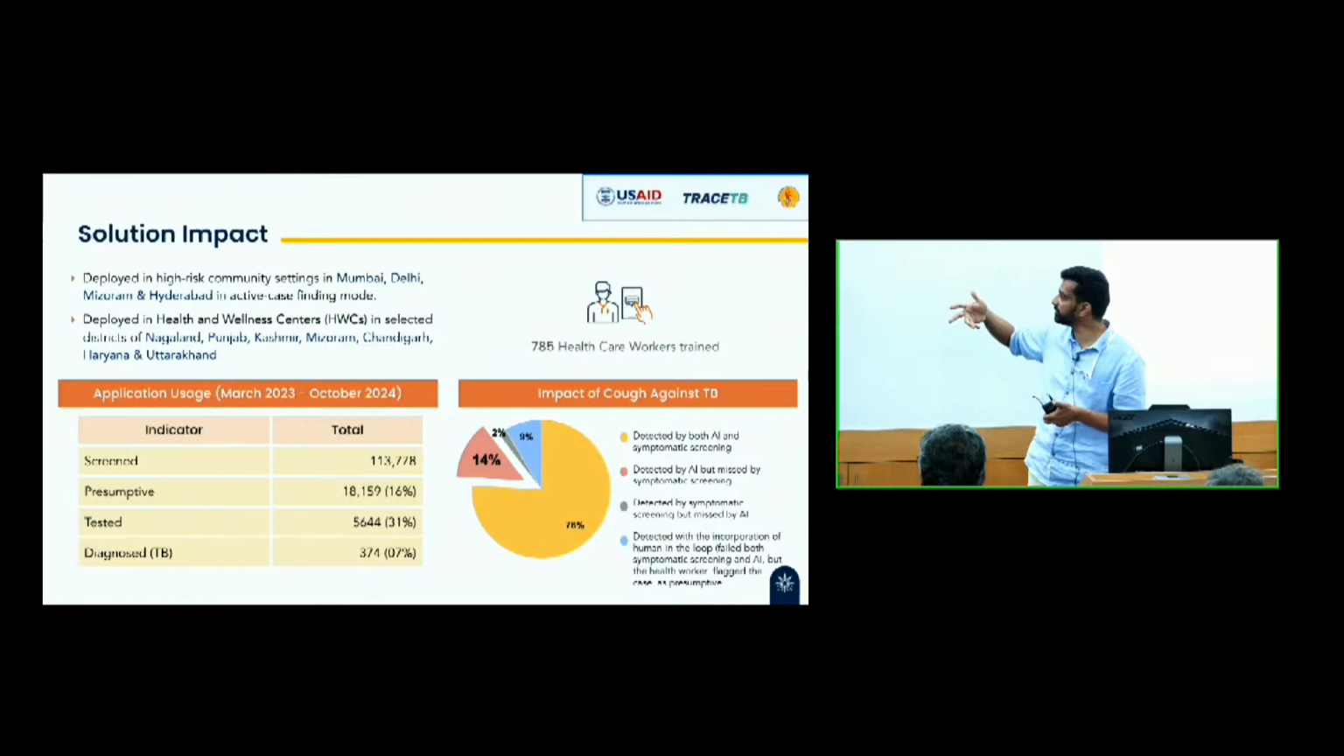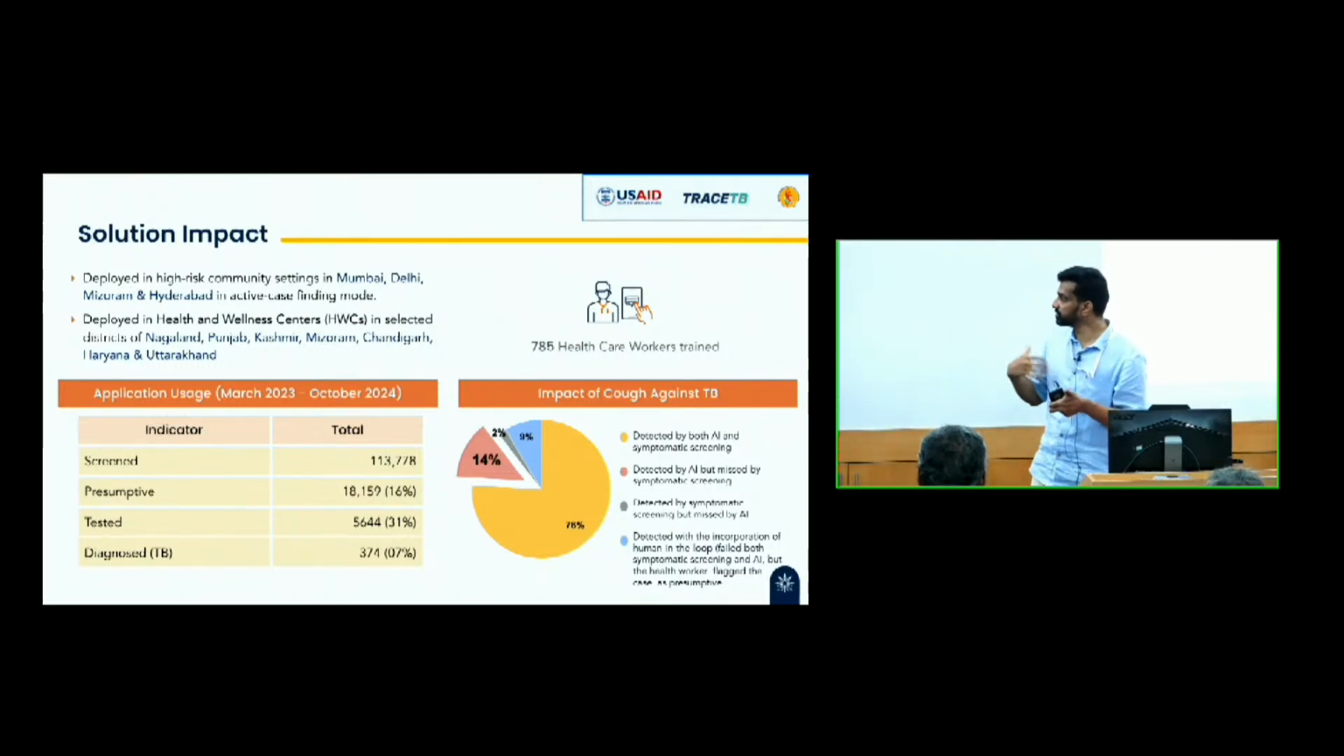In 14% of the cases, the symptomatic screening declared it as a negative case, but the AI could detect it. And as you can see, the blue slice, which is 9%, is the case where, based on the symptomatic screening, which is some standard checklist to see based on symptoms if this patient has TB, and even AI failed there.